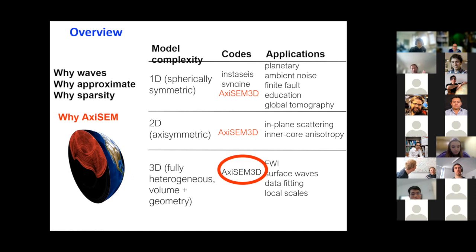It basically incorporates the full speed-up of AxiSEM. It's just a bit more difficult code to manipulate than AxiSEM. So AxiSEM itself, the old one, is still very popular because it's very easy to install and run, and for good reasons. But in terms of functionality, this new code basically has all of this included.